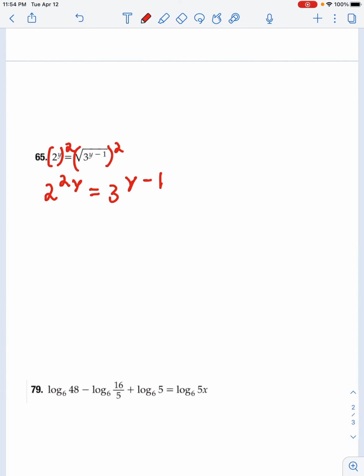So at that point, how we're going to solve this equation is to take the log of both sides simultaneously using the power property.